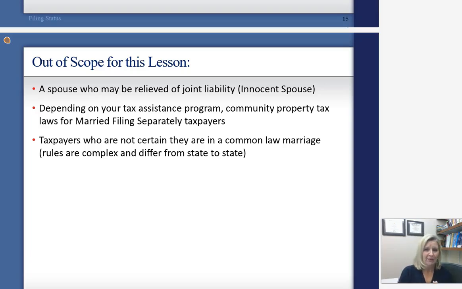Things that we do not talk about in here: community property states, innocent spouse, or taxpayers who are not certain if they are in a common law marriage. So like I said, the rules for Iowa are not necessarily that complex, but it's also not as simple as saying a number of years to be common law married. So if they are not sure that they're common law married, that is not a decision that you are able to make for them as the tax preparer.